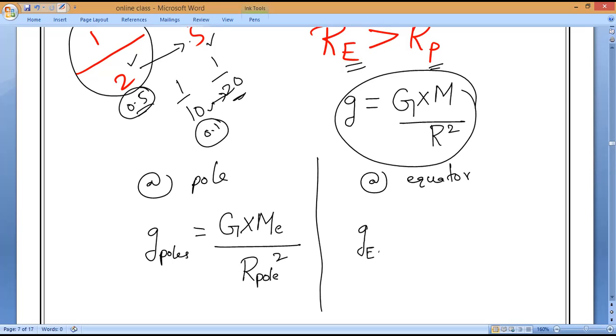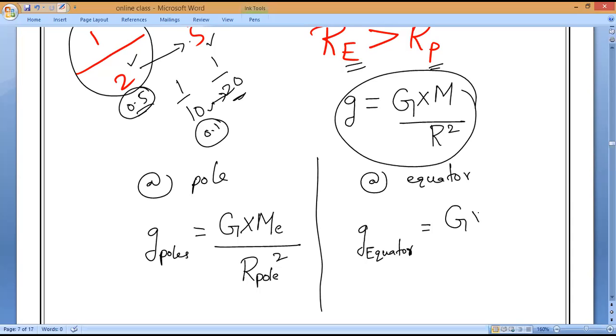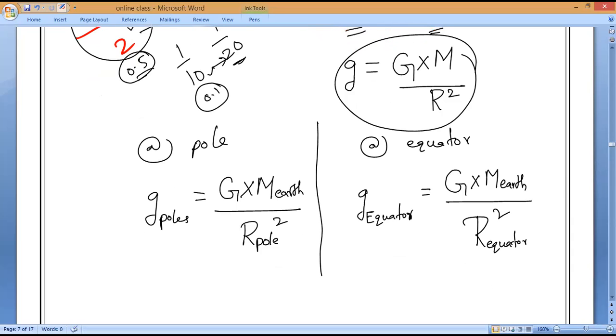g at equator is equal to, if you say yes or no, at least I will explain. I will try to explain another method. Simply sitting like this, what can I speak? At equator, what formula will come, everybody? Capital G into mass of earth divided by, what will come, guys? Radius of earth at where? At equator. Okay, so this is the formula that will come.